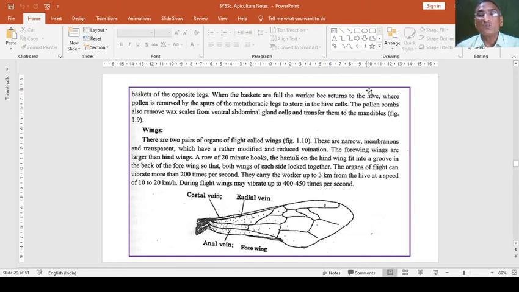return to the hive where the pollen is removed by the spurs of the metathoracic legs to store in the hive cells, because there are some storage cells in the comb or hive. So there the pollens are stored. The pollen combs also remove wax scales from ventral abdominal gland cells and transfer them to the mandibles. So in this way the collection of pollens is taken up by the legs.